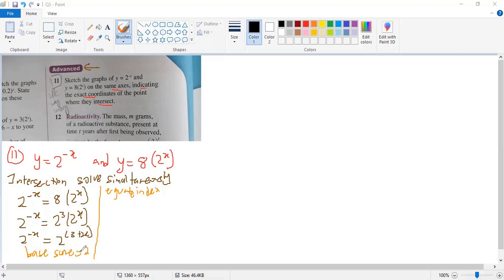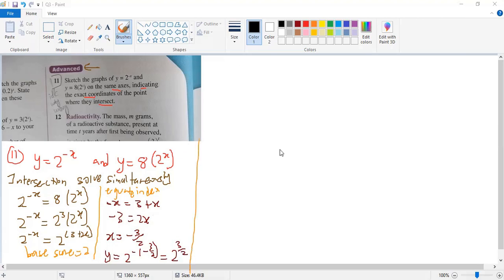The base is the same, both bases are 2, so we can now say negative x equals 3 plus x. When you solve it, negative 3 equals 2x, or x equals negative 3 over 2. Then put it in the first one to find that y equals 2 to the power of negative x, so negative of negative 3 over 2. They want the exact value, that's why I just keep it in exponent form, 2 to the power of 3 over 2, whatever that is numerically.